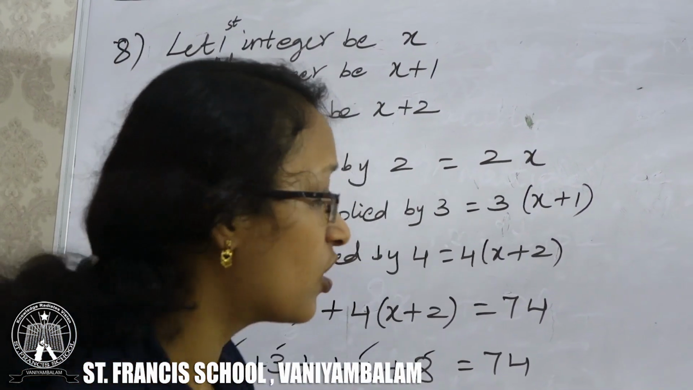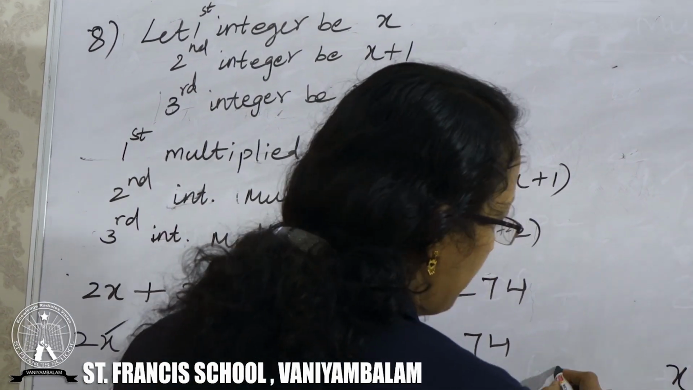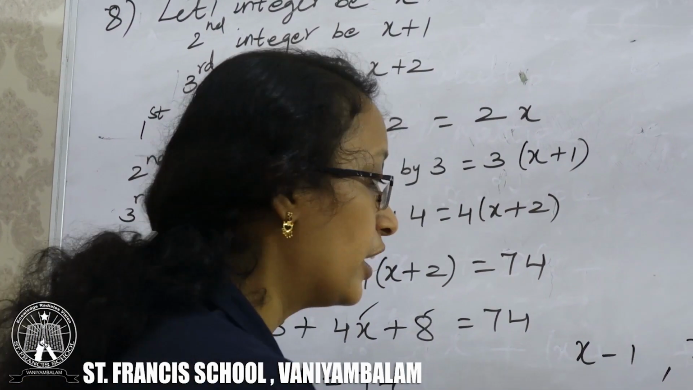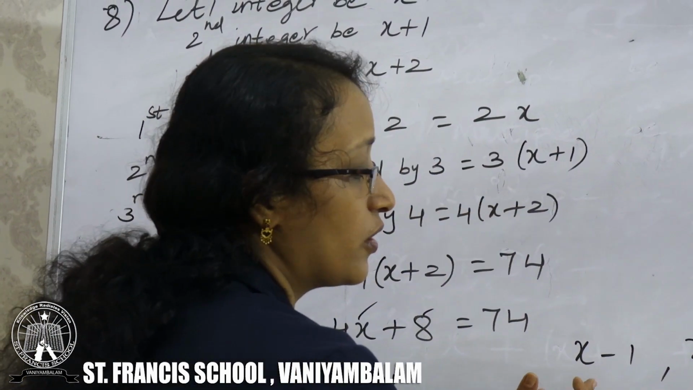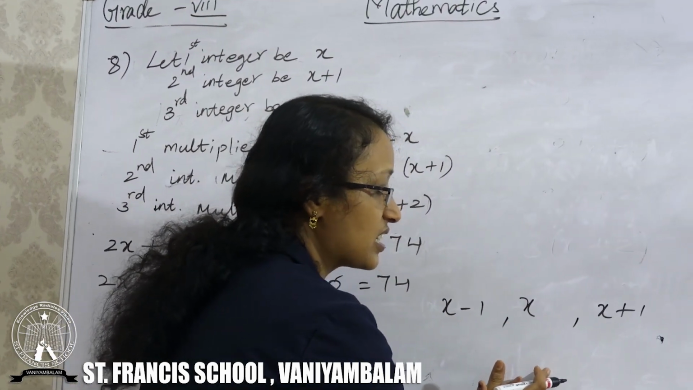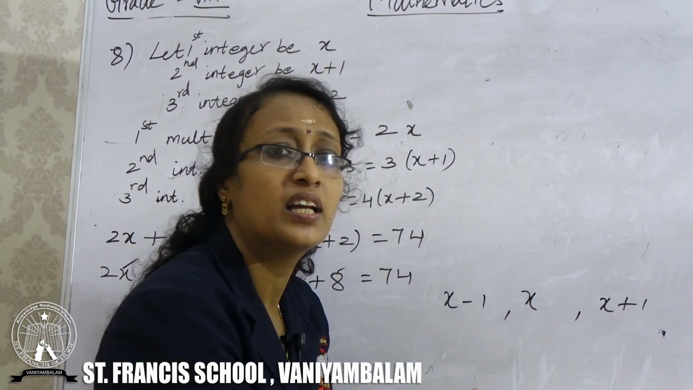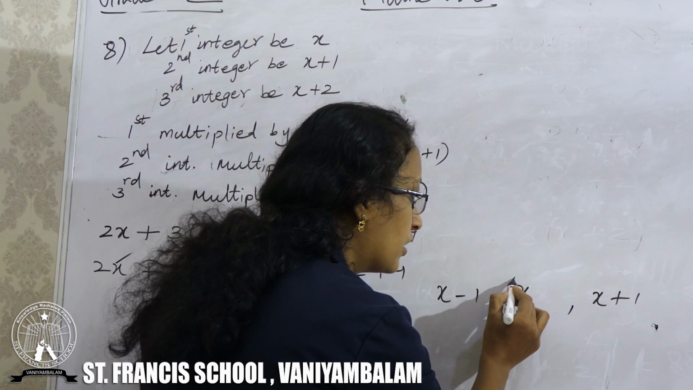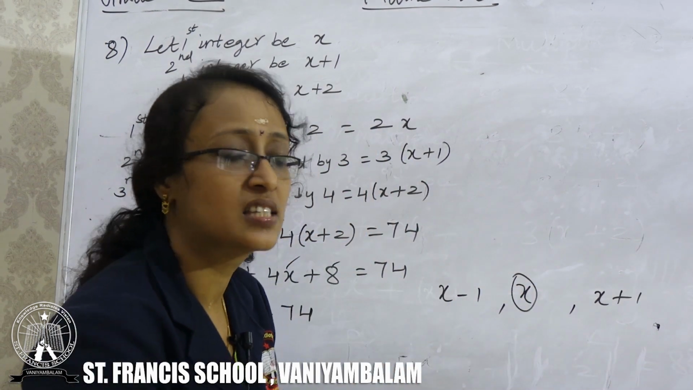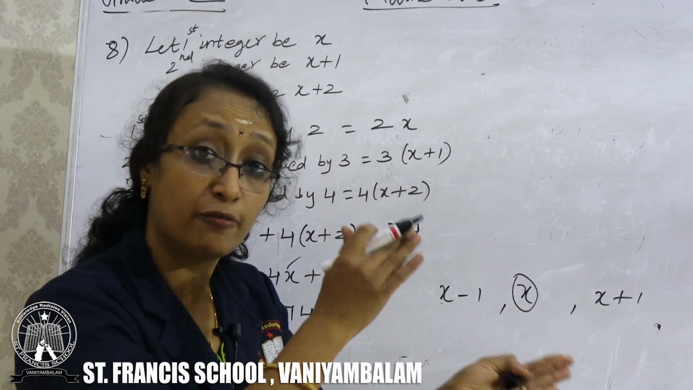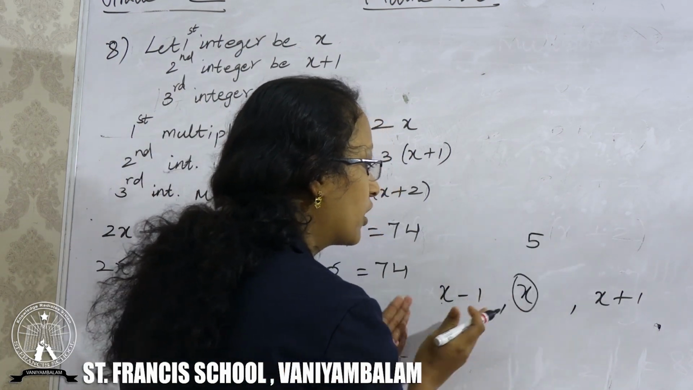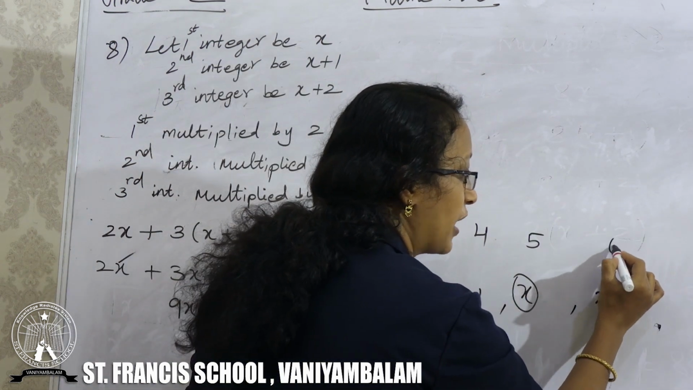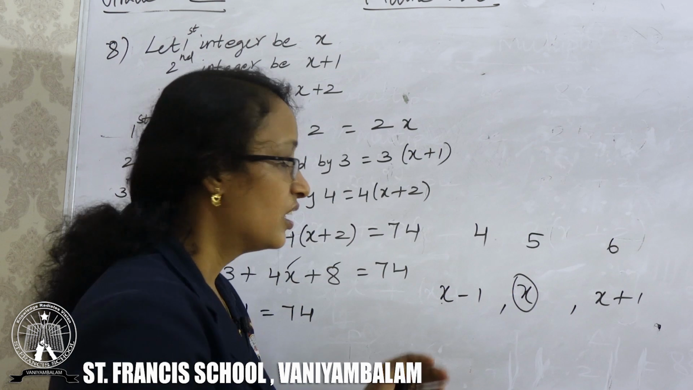Suppose you can also take the consecutive integers as x minus 1, x and x plus 1. If you take the first integer as x minus 1, the second as x and the third as x plus 1, is it continuous? Is it consecutive integers? Yes, because what is the predecessor of x? x minus 1 means the number before. If it is 5, what will be the predecessor of 5? This is 4. Yes. What is the successor of 5? 6. Right? Is this continuous?